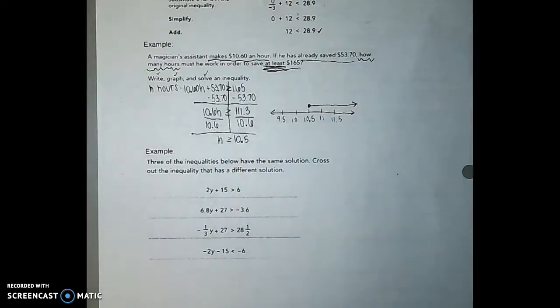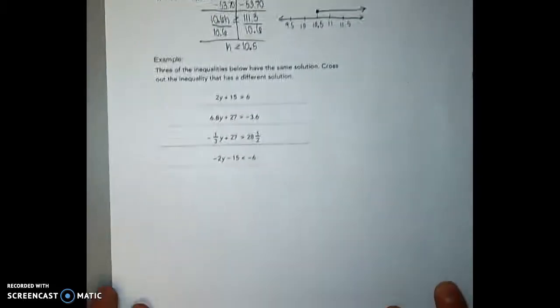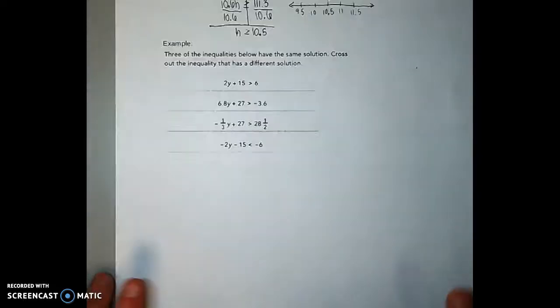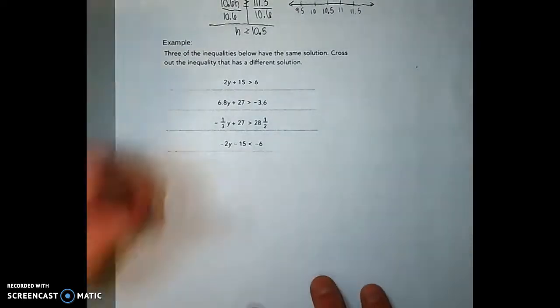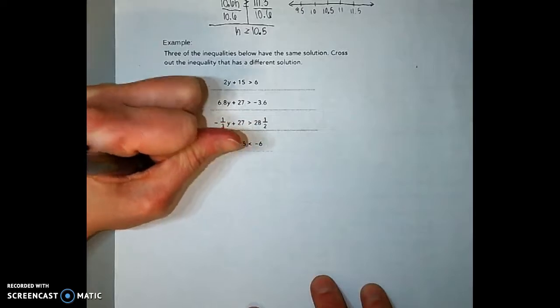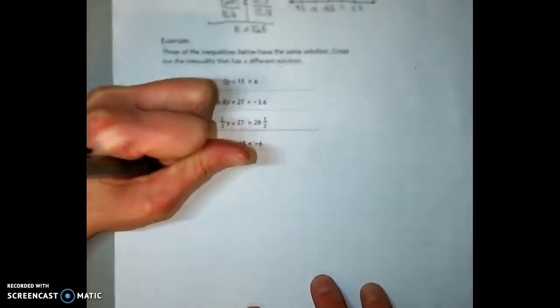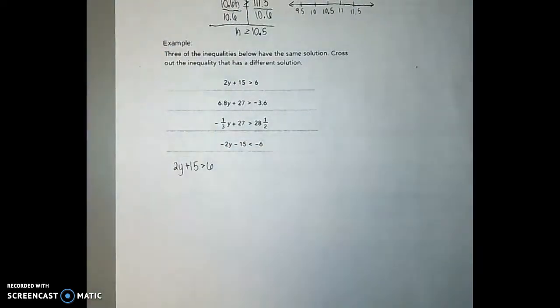Now for the last set of examples, notice what they're asking us to do. They say 3 of the inequalities below have the same solution. Cross out the inequality that has a different solution. So we have to solve each of these 4 inequalities separately. So let's start out with 2y plus 15 is greater than 6. And just like the last one, we're just going to solve. We're not going to worry about checking our work to save us some time.